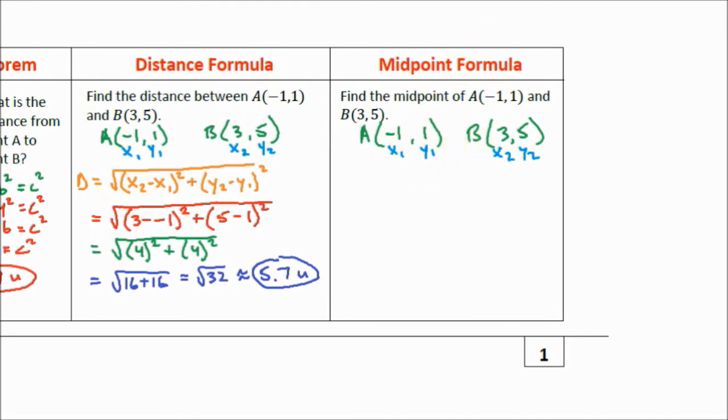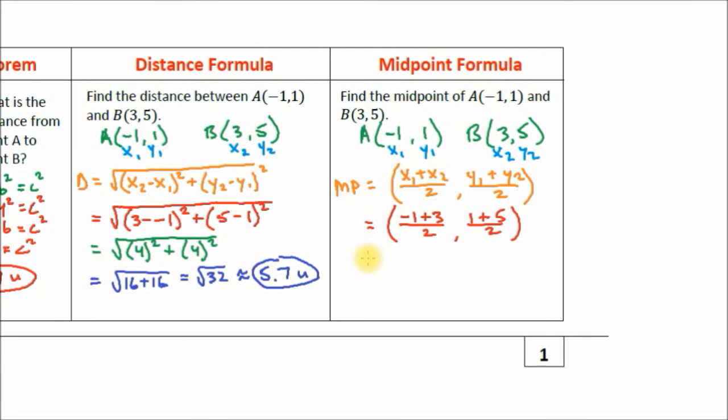Okay, let's write our midpoint formula. The midpoint formula is x sub 1 plus x sub 2 over 2, and y sub 1 plus y sub 2 over 2. And let's plug in the things that we know. We know that x sub 1 is -1, x sub 2 is +3 over 2, and y sub 1 is 1 plus y sub 2, which is 5 over 2.